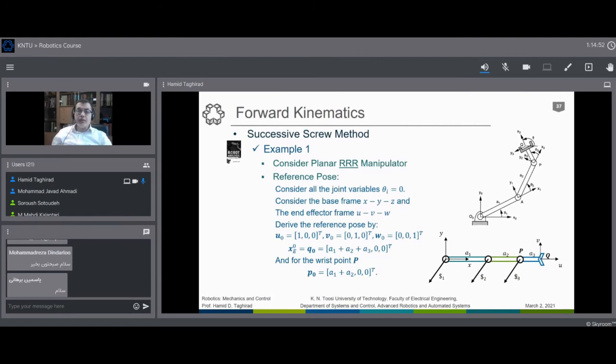Now we should find the screws. If you look at the U0, V0, and W0, this will give you the reference pose that we have. U0 is along the X-axis, V0 is along the Y-axis, and W0 is along the Z-axis. Of course, when it moves upward, it will be changing, but at the reference frame, it is quite simple. You can find it by intuition. You don't need any sophisticated manipulation.